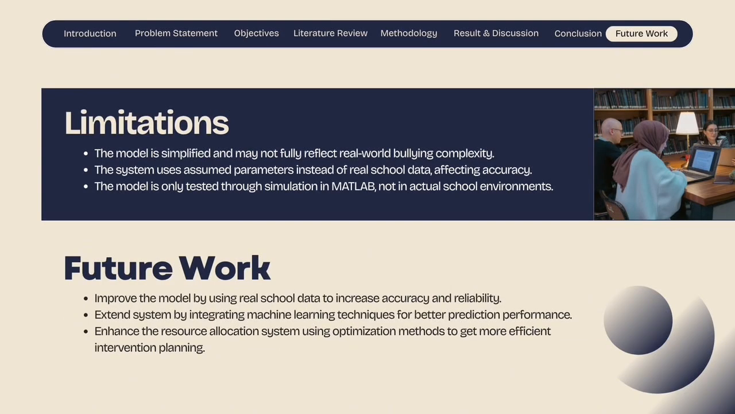For future improvement, real school data can be incorporated to increase model accuracy. Machine learning techniques can also be integrated to improve prediction performance. In addition, optimization methods can enhance resource allocation planning. However, this study is limited because it uses simulated parameters and has only been tested through MATLAB simulation.